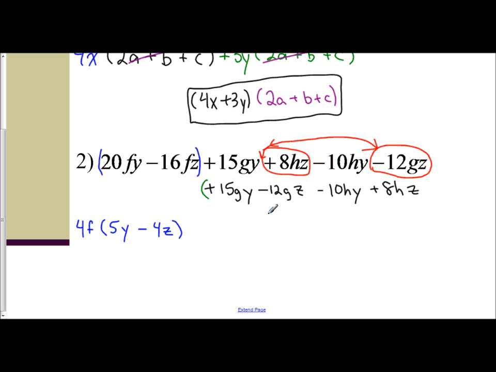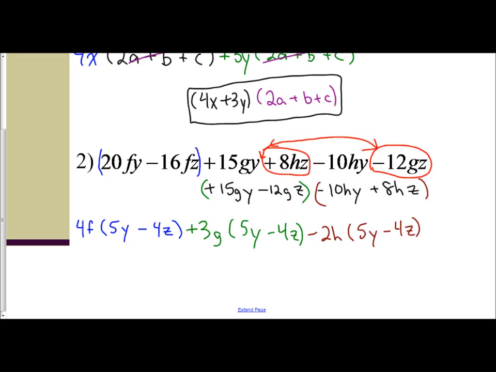And then pair these two together. GCF of 15 and 12 is a positive 3. Of gy and gz is g. You factor that out, you're going to get 5y minus 4z. Pair up the last two. Negative 10hy plus 8hz. GCF, you have a negative 2h, which makes this positive 5y minus 4z.